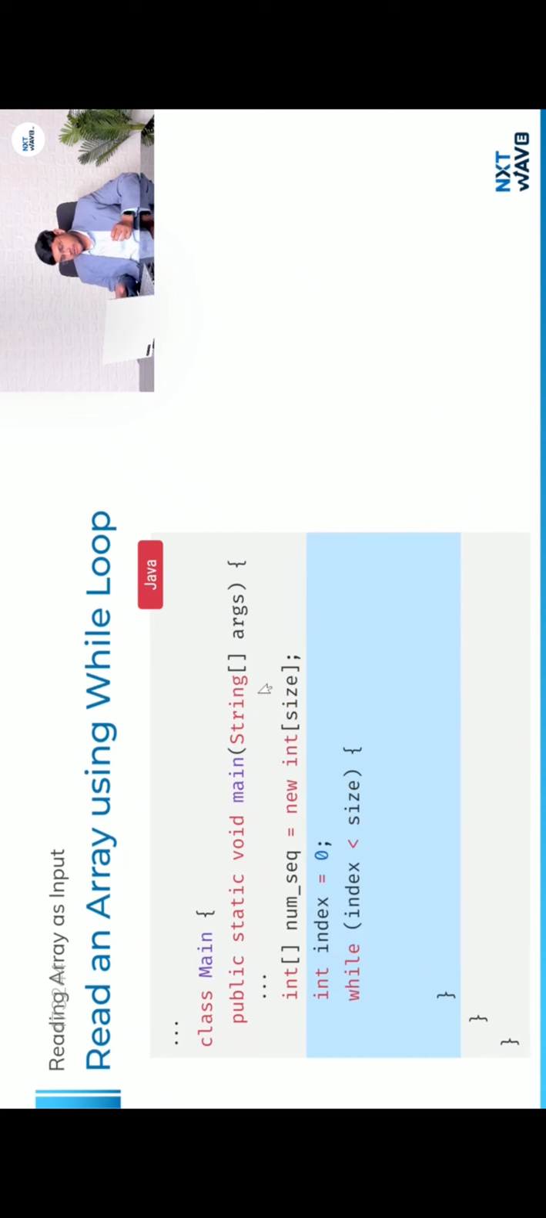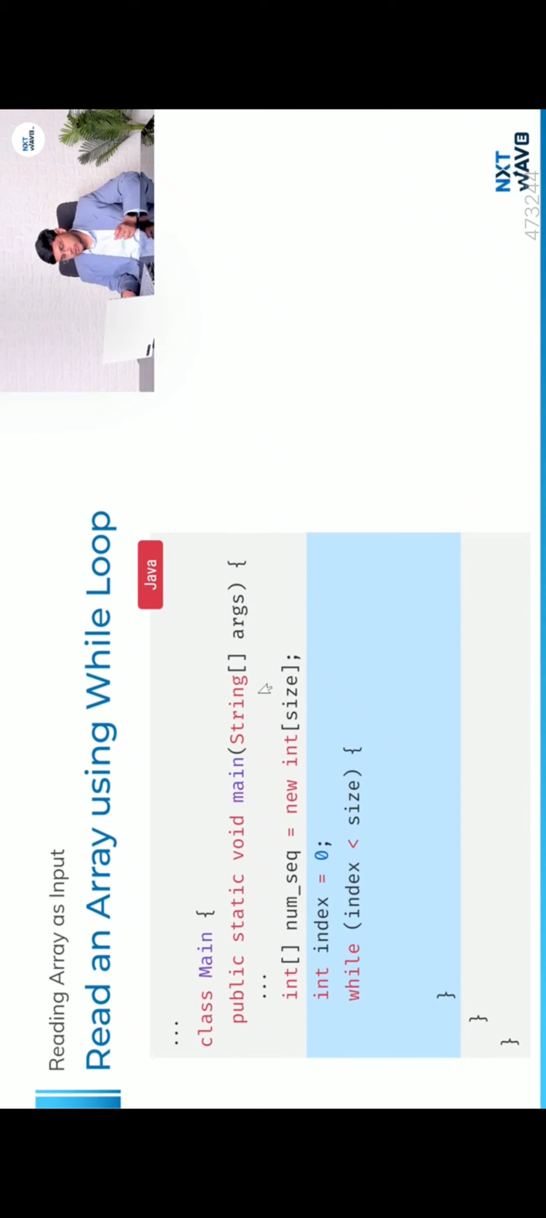Once we are done with it, the next step is to fill the array with the input provided by the user. For that, we need to traverse through the overall array, from the 0th index to the size minus 1 index. To do that, we are using a while loop. We start with index as 0, and the while condition is index less than size. So we need to travel till index equals size minus 1.